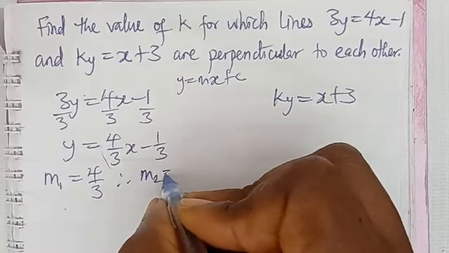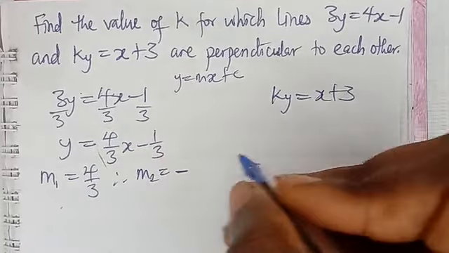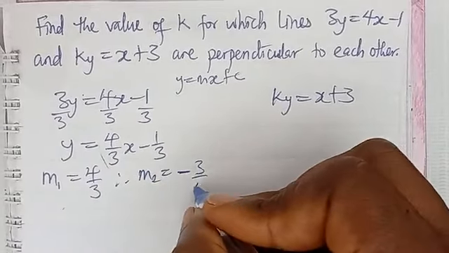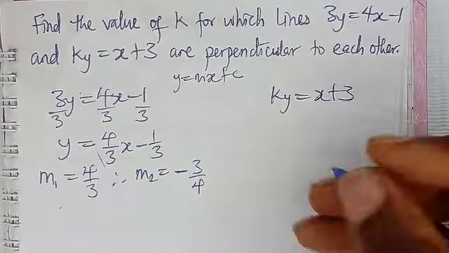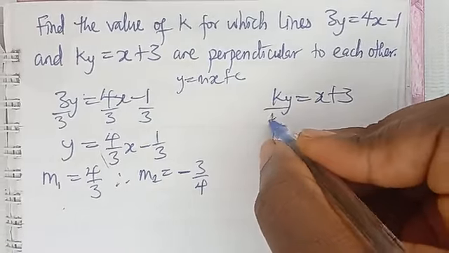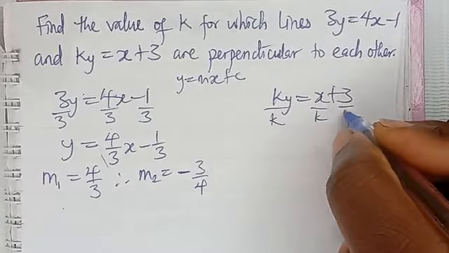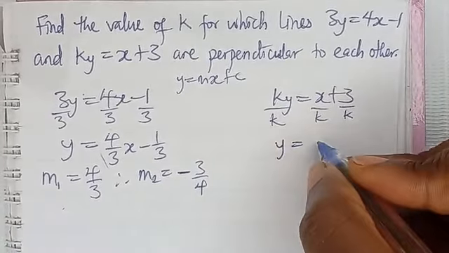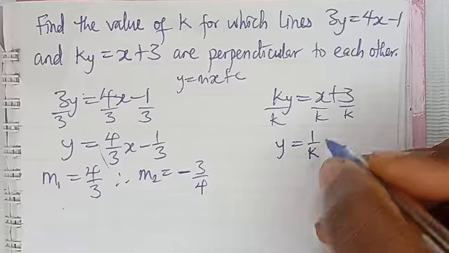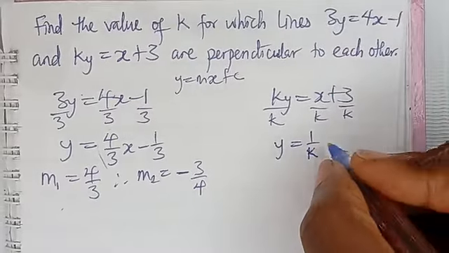Therefore, m2 is equal to negative, right? And then we invert 3 over 4. Now let's relate this. We divide everything by k. So that's y equal to 1 over k. It should be x over k. So 1 over k, so that it stands out.